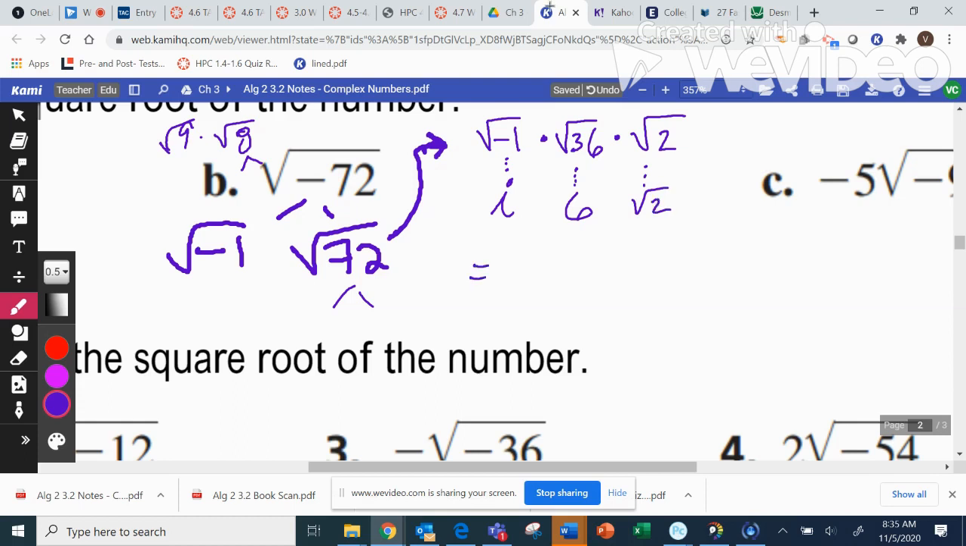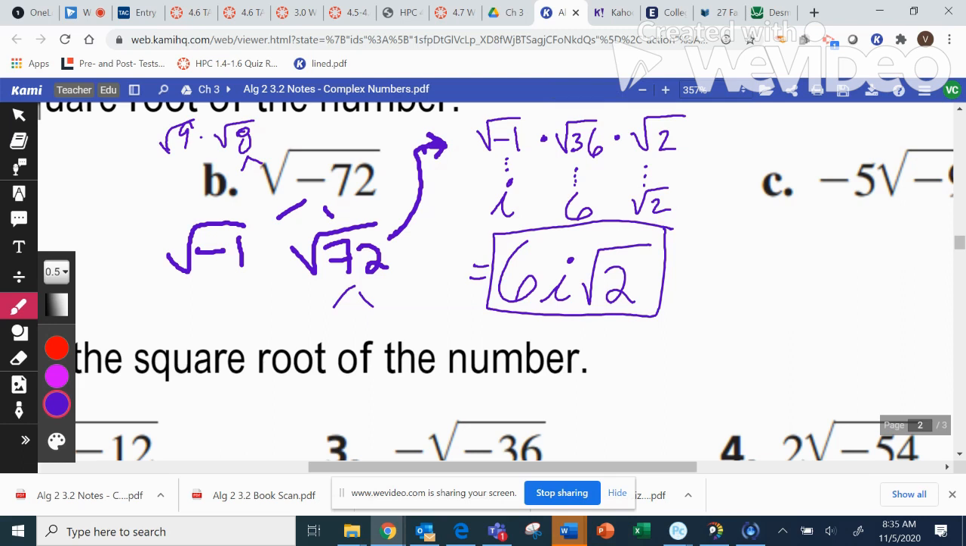The order of this answer is number, then the i, then the square root at the end. That's the order you write them. Number, i, square root.